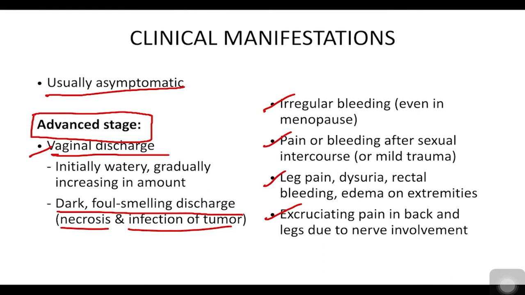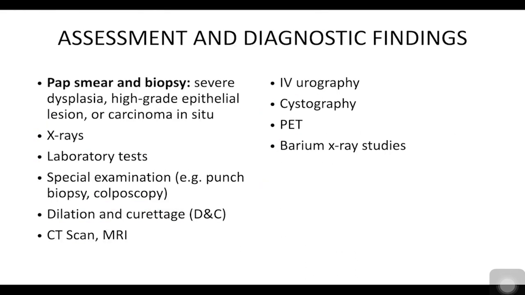Okay, so what are the assessment and diagnostic methods? You have your pap smear and biopsy. They're going to do a swab or smear in the cervical and uterine area of a female. And biopsy as well. They would be using x-rays, laboratory tests. There are special examinations, the punch biopsy, and the colposcopy. And we have here the D&C, dilatation and curettage. They scrape the uterine wall and then remove it. Or the common term in the Philippines, rinaraspa. Right? That's what they do. And then CT scan and MRI for visualization.